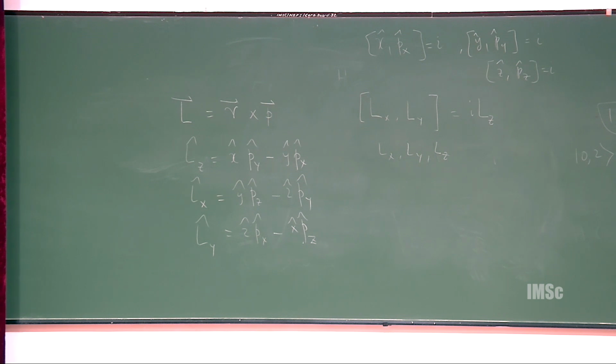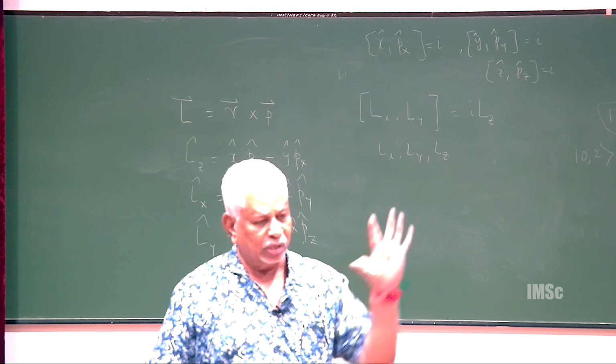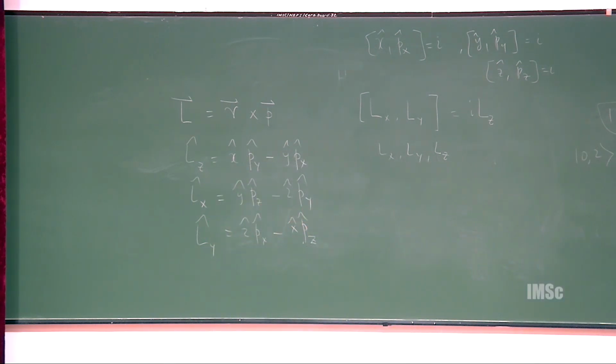So you can't make all of them diagonal. If you make them diagonal, they will all commute, right? You can't make all of them diagonal matrices. At least only one matrix you can diagonalize. One of them you can make diagonal. There is no problem with that. So let me make Lz diagonal.